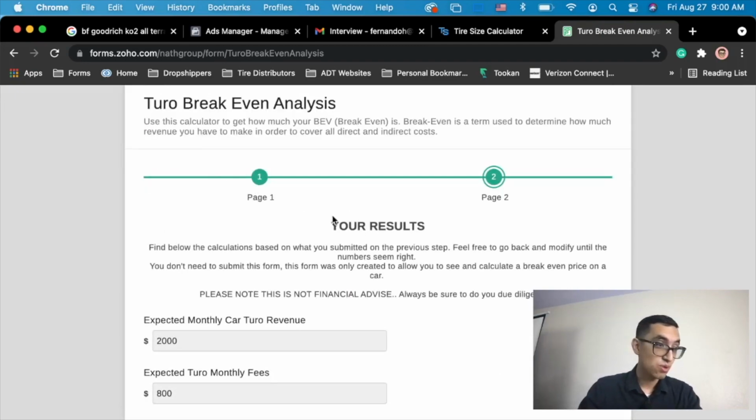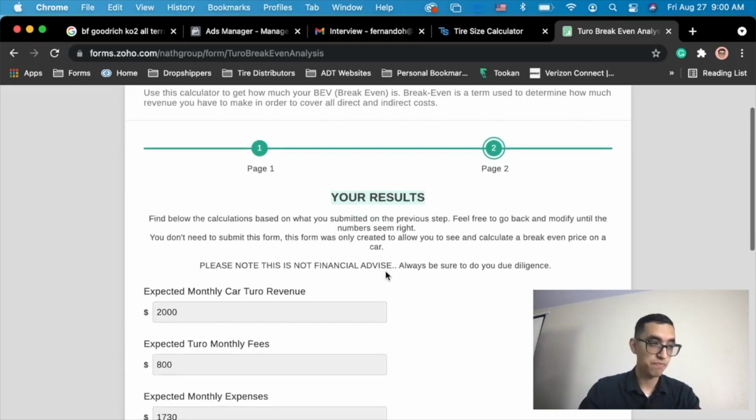Finally, it gives you your results, right? Find below the calculations based on what you submitted on the previous step. Feel free to go back and modify until numbers seem right. Maybe the first time I see them they're a little too high or too low, but you don't need to submit this form. So again, this form's just educational. You guys don't need to submit the form. This is page 2, but this is where you get your results.